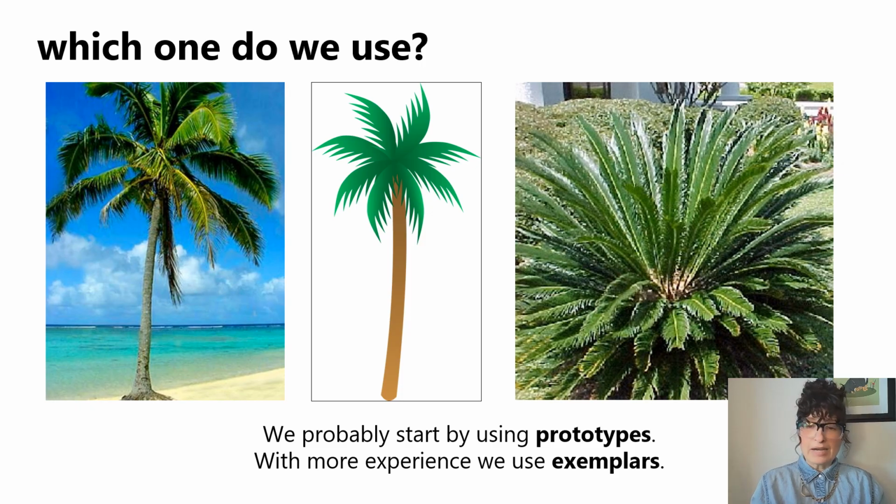Some unusual category members will never be included in the average and always need to be represented as exemplars. What I think this means is that experts are more likely to rely on exemplars than novices. They have more experience, and so they can represent more specific knowledge.